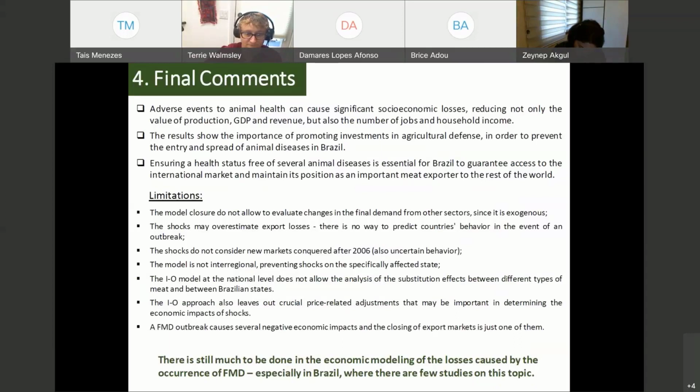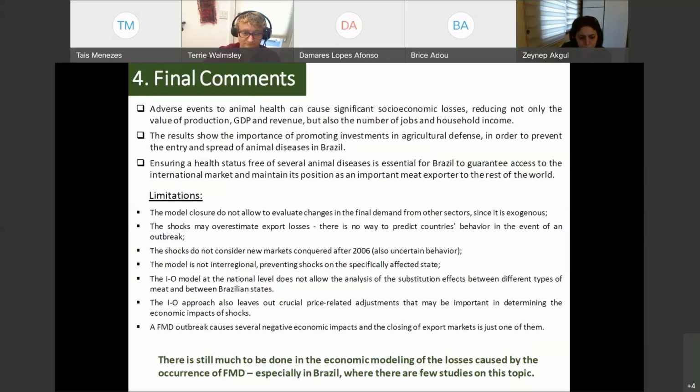And we can see that ensuring a health status free of several animal diseases is essential for Brazil to guarantee its access to the international market and maintain its position as an important meat exporter to the rest of the world.